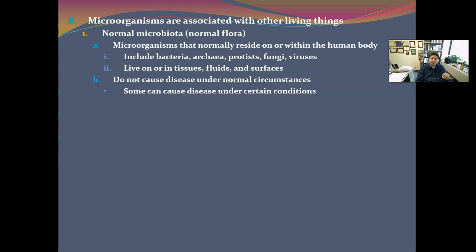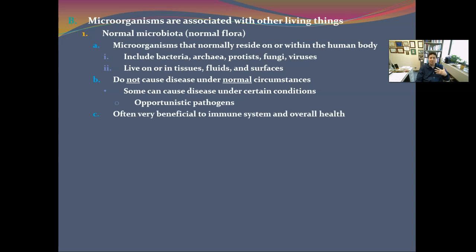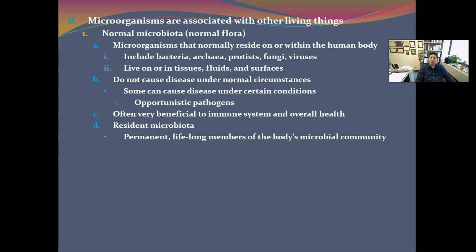The members of your normal microbiota that can cause disease under certain conditions are called opportunistic pathogens. More good news, your normal microbiota, these organisms are often very beneficial to your immune system and overall good health. Some of you may have heard of, quote unquote, good bacteria or probiotics. That's what we're talking about here. They come in kind of two categories. We have resident microbiota. These are permanent, lifelong members of your normal microbiota. They're there all the time.